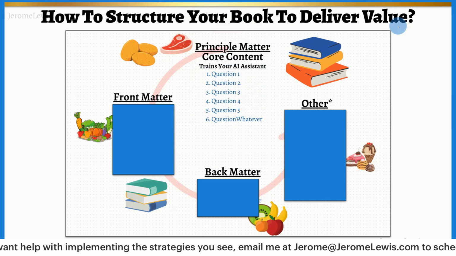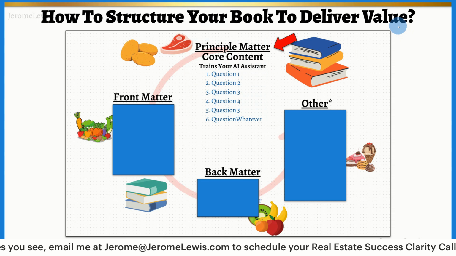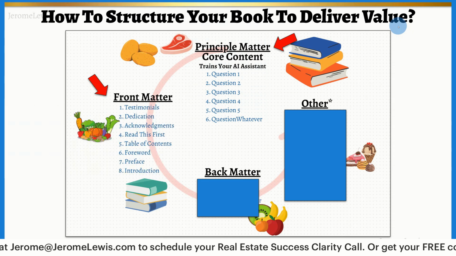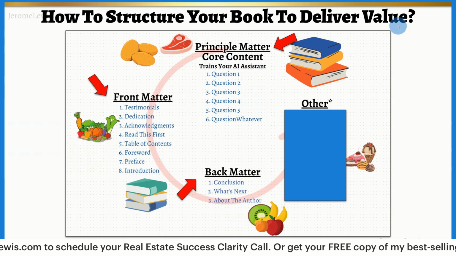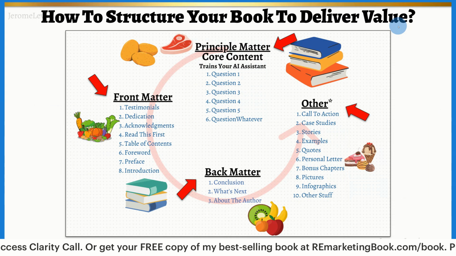Okay. So just to recap, you got your core content, which is the questions that we address. You can see that there. Then we got the front matter, which we talked about. You can see that there. We've got the back matter, conclusion, what's next, about the author. And then we have other things. These are all other things that you can add to your book.